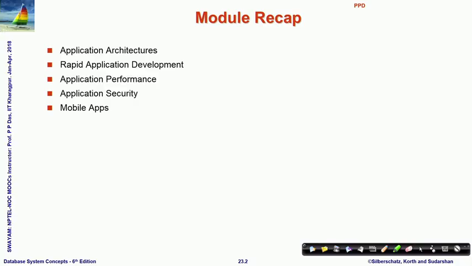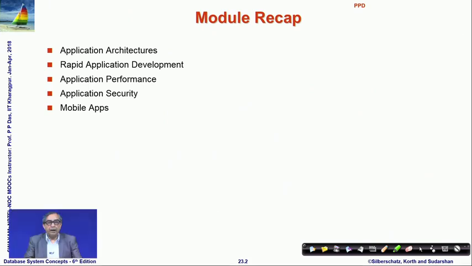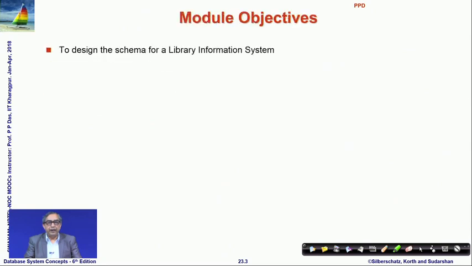In the last module, we discussed different aspects of application architecture, the rapid development process, and issues in performance and security, and took a glimpse at what is required for doing a mobile app. In this module, we will take a case study of a library information system. We will try to design the schema for that.